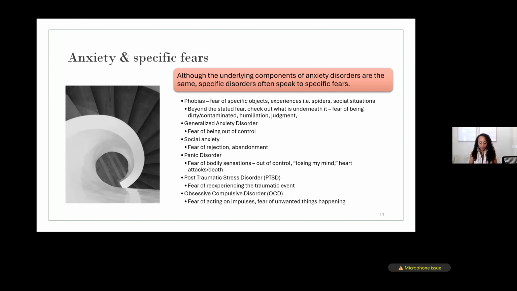So I want to talk a little bit about some specific anxiety disorders. Although the underlying components of anxiety disorders are the same, specific disorders often speak to specific fears. And that's why it's important for us to really be able to help clients distinguish what they are really fearing, what they're afraid of. Anxiety can also be maintained by ambiguity.